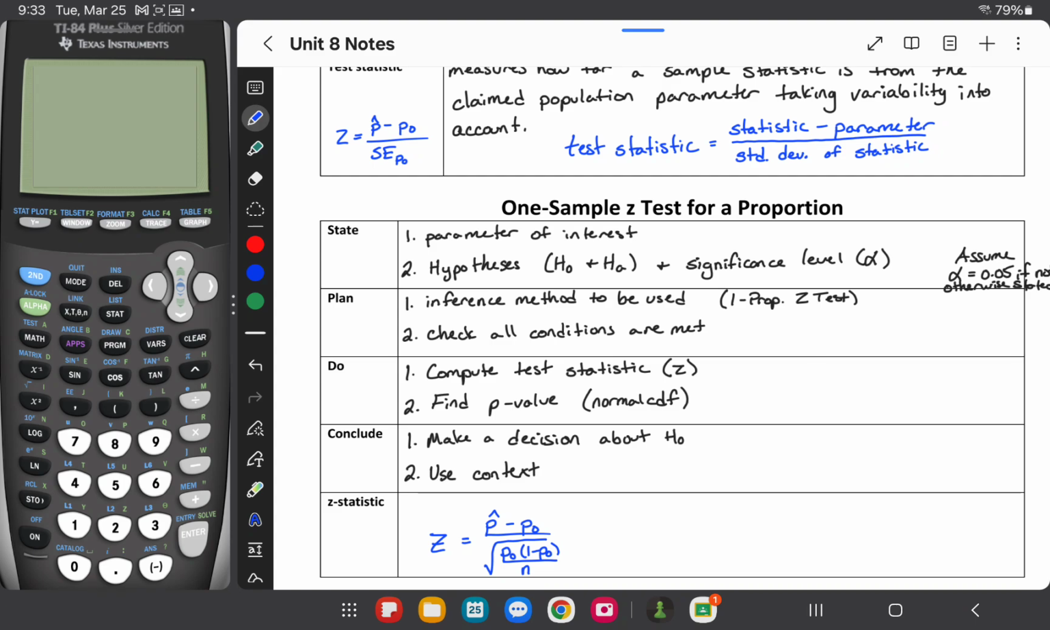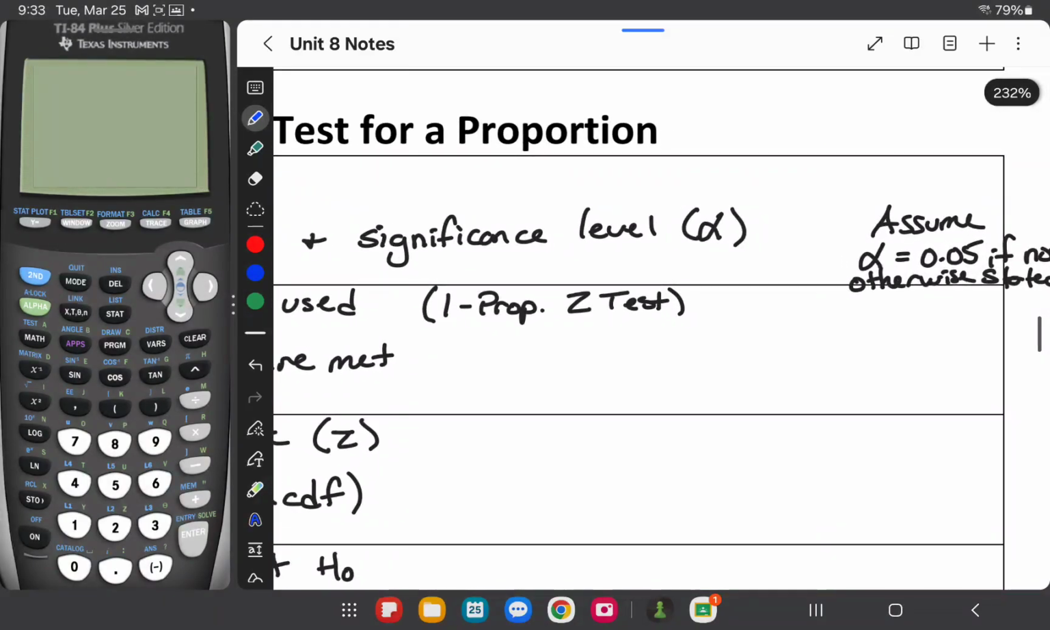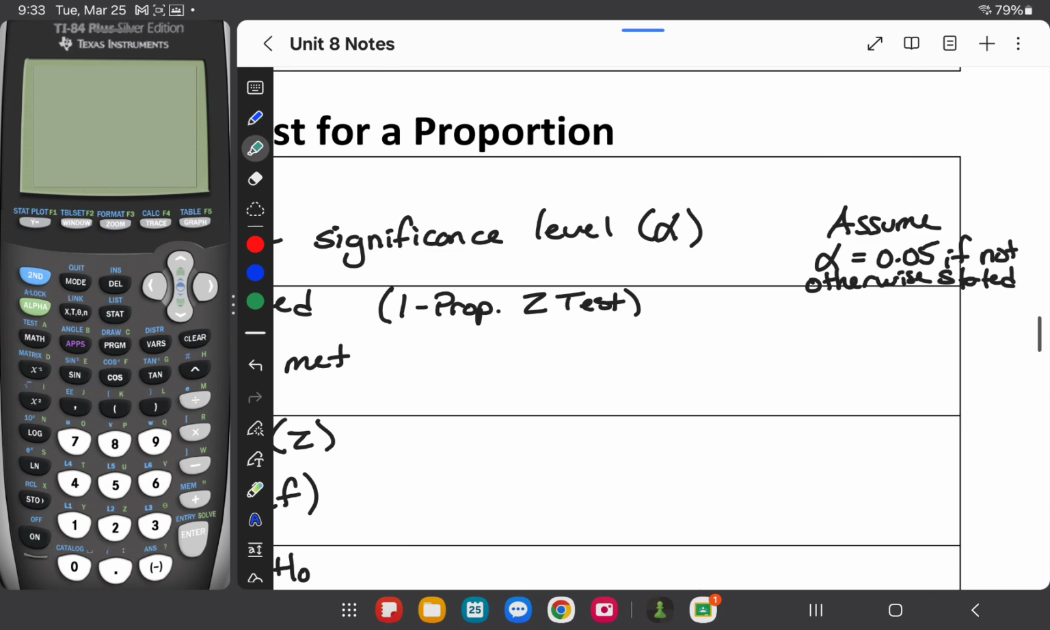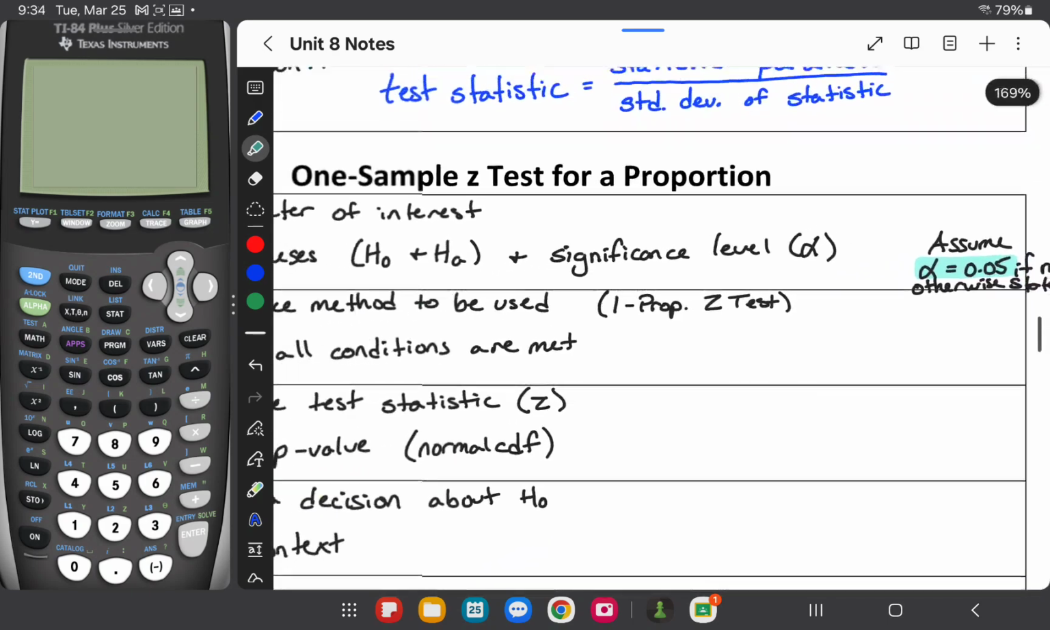In your statement, there are 2 things you need to include. One is your parameter of interest. The other are your hypotheses. These are both your null and alternative hypotheses, as well as your significance level alpha. Now, off to the side here, I want to make sure we understand that we are going to assume that our significance level is 0.05 if it's not otherwise stated in the problem. Sometimes it'll tell you to use a 1% significance level, and if that's the case, use alpha as 0.01. Otherwise, assume 0.05 if it's not otherwise stated.